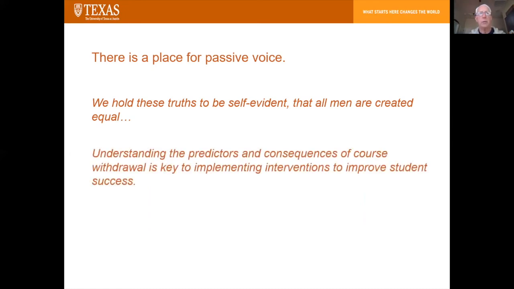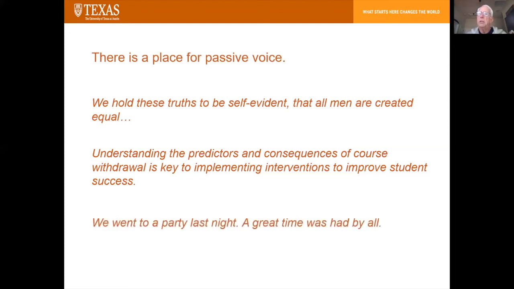This is right out of a research paper. Understanding the predictors and consequences of course withdrawal is key to implementing interventions to improve student success. In this case, we don't really care who's doing the acting, right? This could be AISD, it could be the University of Texas or Baylor, it could be Harvard, it could be a grammar school. It really doesn't matter. If we understand the predictors and consequences of course withdrawal, then we can implement interventions that improve student success. It's good for everybody that's involved in education, in either the teaching or the receiving of that education.